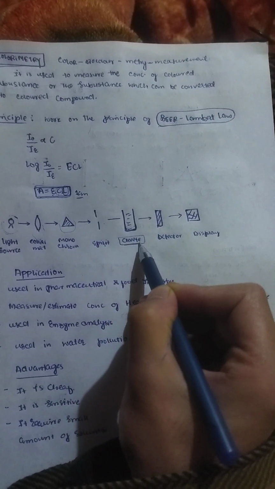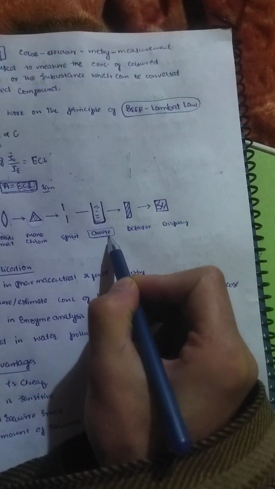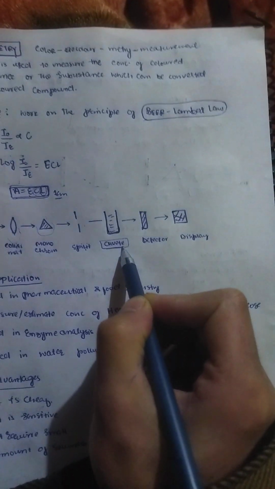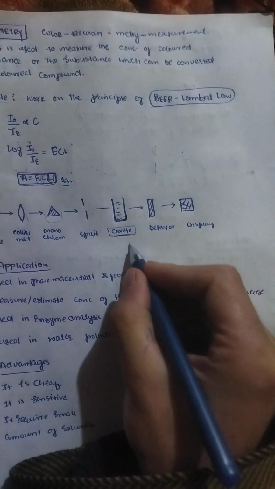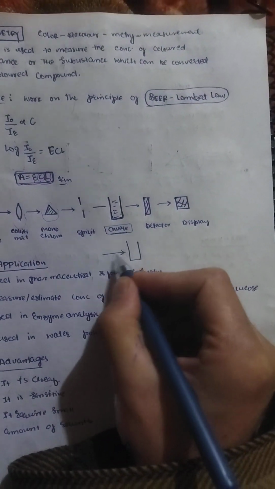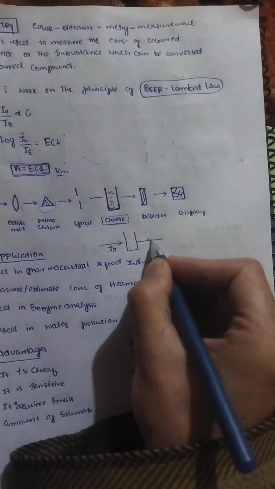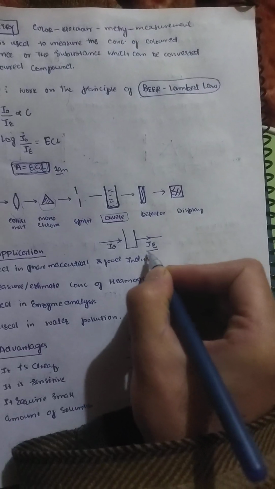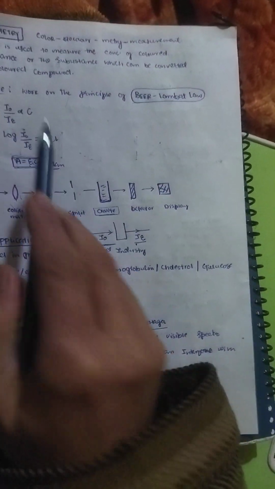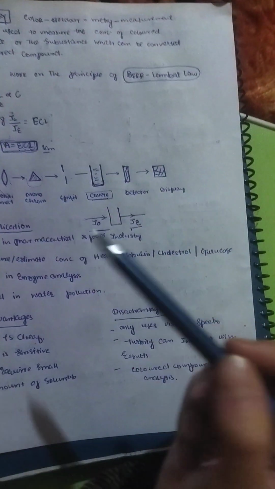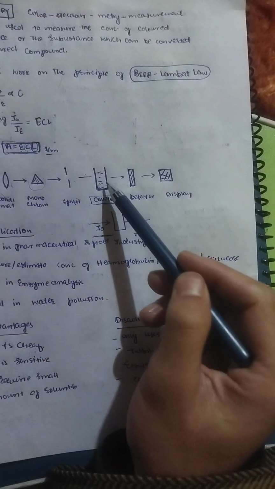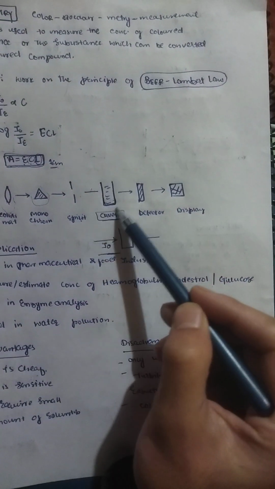Cuvette is made up of glass or quartz. Here in the cuvette we have the sample solution, which receives the incident light I naught, and I is the emergent light. Here you can relate with this equation. C is the concentration here. Coming back, here we have this cuvette.